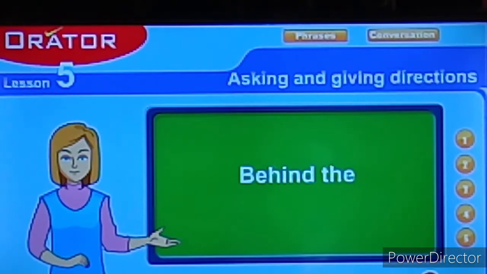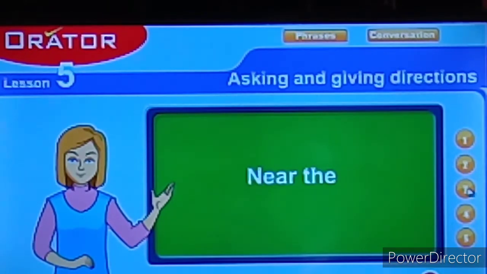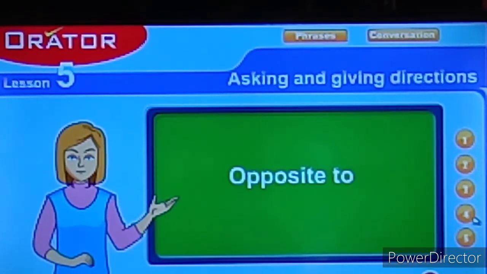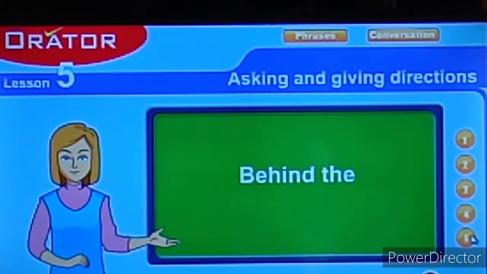Listen again. First one, where is? Second one, near the. Third one, opposite to. In front of. Behind the. So what are the 5 phrases? Tell me children. First one is where is. Second one is near the. Third one is opposite to. Fourth one, in front of. Fifth one, behind the.